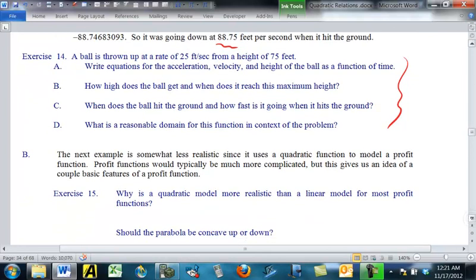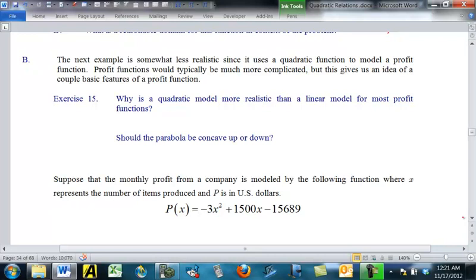Now the next one is a little less realistic, since it uses a quadratic function to model a profit function. Profit functions would typically be a bit more complicated, but definitely a quadratic model's a better model than a linear model. A linear model for profit would say it starts here negative and it goes on up. Why is that unrealistic? Well, because this says no matter how many you make, the more you make, the more profit you're going to make.